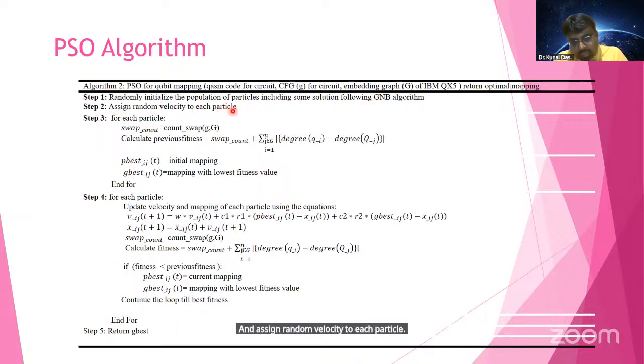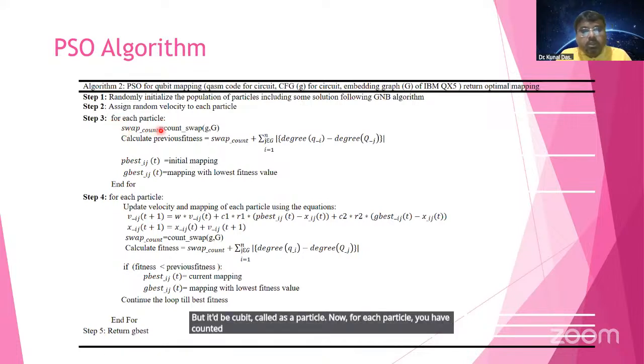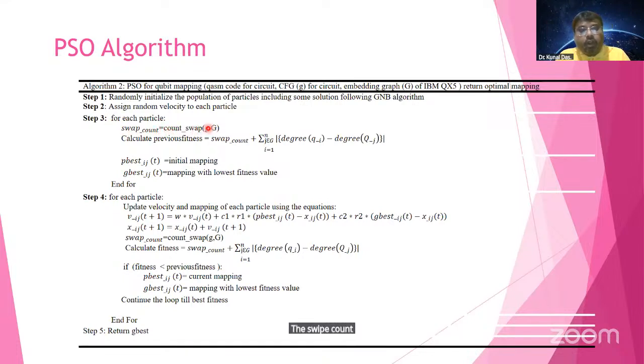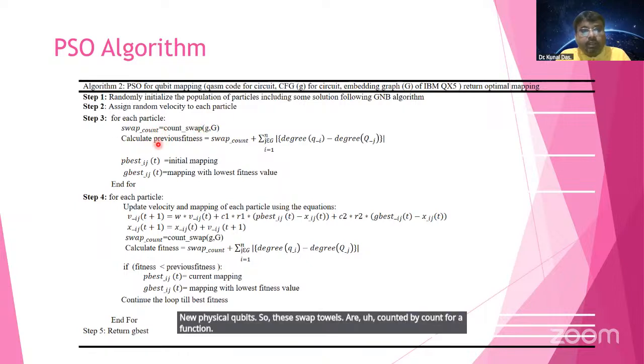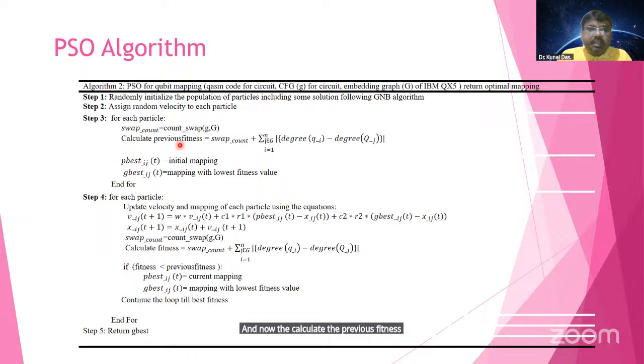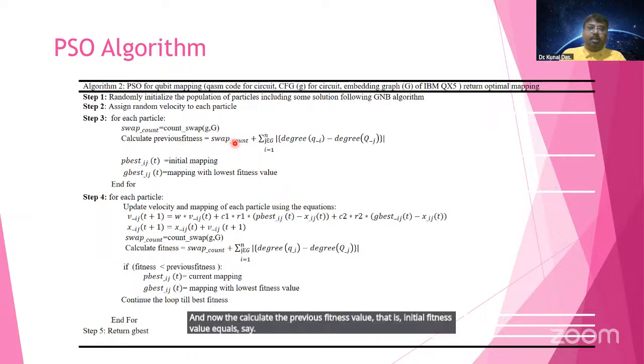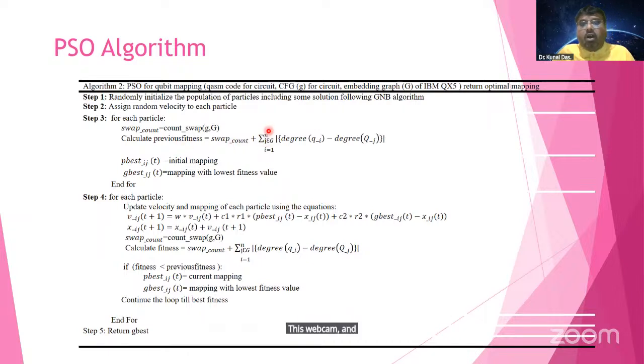So as I told you, every graph for every qubit is called a particle. Now for each particle you have counted the swap count. The swap count is the number of swaps required to move from old physical qubits to new physical qubits. These swap counts are counted by the count swap function, and now you calculate the previous fitness value, that is, the initial fitness value, which is the swap count summation for all particles.